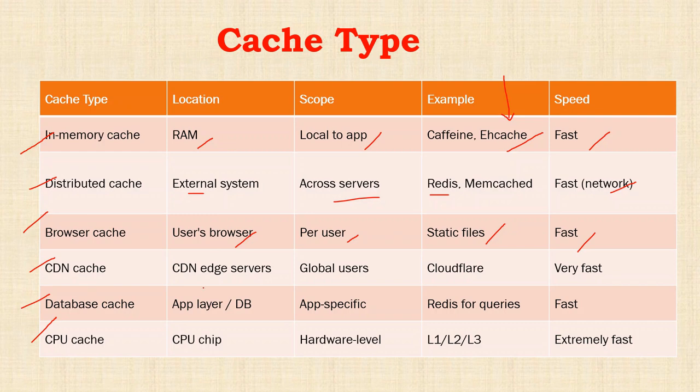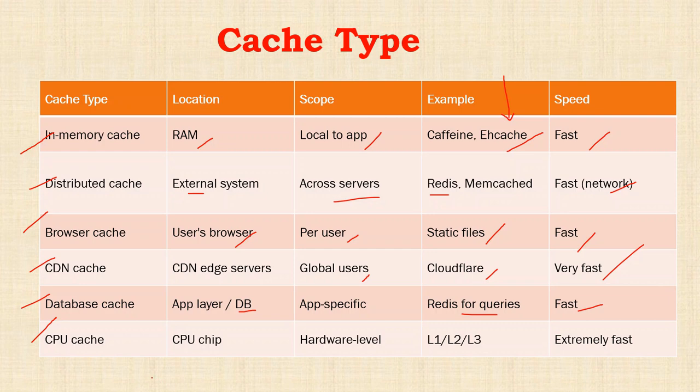And CDN cache, where the location is CDN edge servers and the scope is global users. For example, you can use Cloudflare or AWS. The speed is very fast if you are using CDN cache. CDN stands for content delivery network. For database cache, you'll see the app layer and the DB layer. The location is app specific, and you can use Redis for querying the database, and the speed is fast.